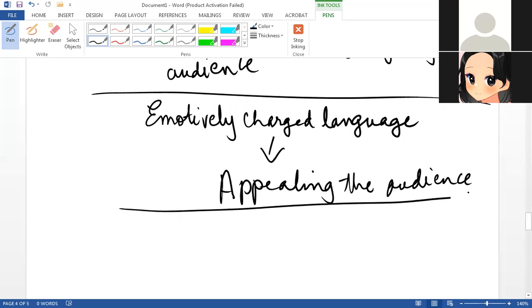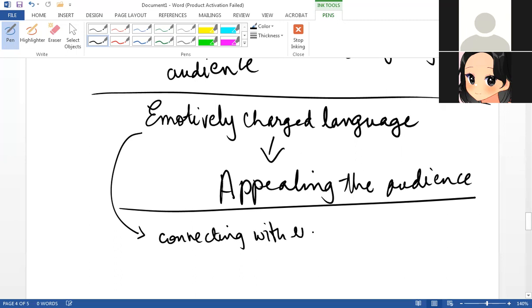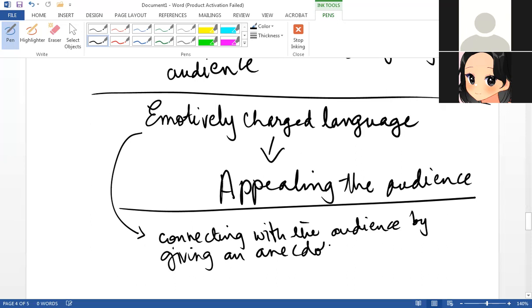So it's always like a connection, connecting with the audiences by giving an anecdote, perhaps a little point about how my family or my ancestors had served the nation. It's always like giving you some sort of an emotional release, an emotional expression. So that's how we're going to look at some of the points.